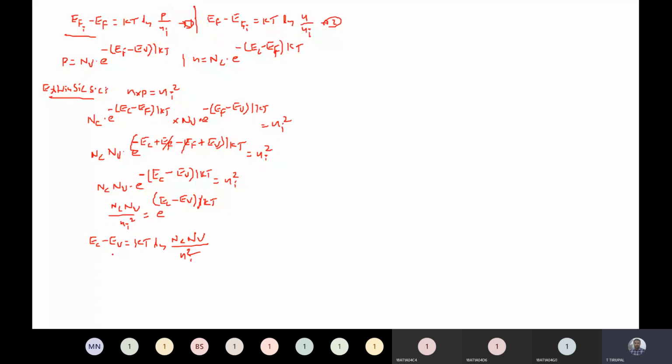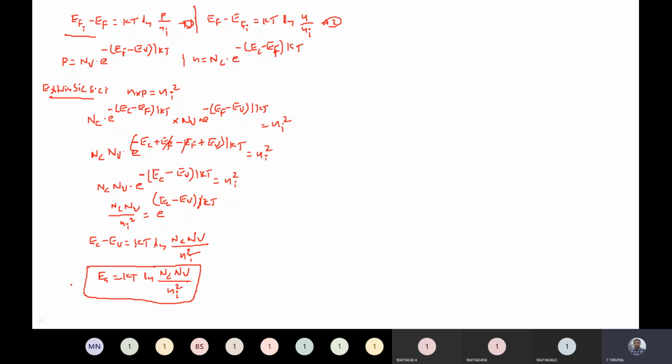What is EC minus EV? It is equal to what? Energy gap. Energy gap EG is equal to KT ln NC NV divided by Ni square. Please do remember this equation. This is also a very important equation. EG is equal to KT ln NC NV by Ni square.